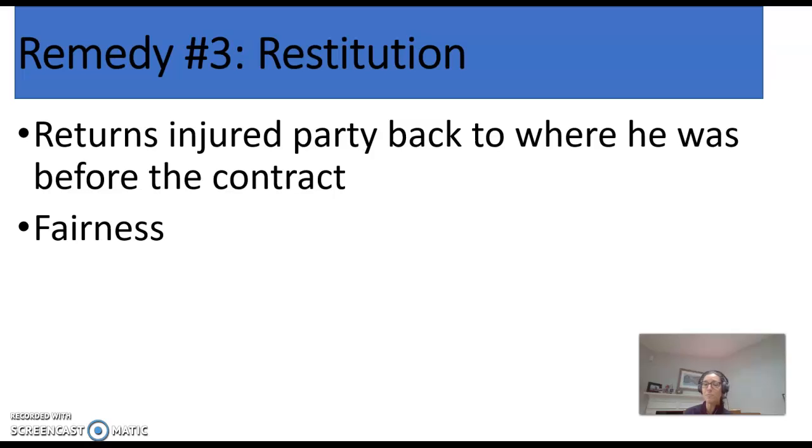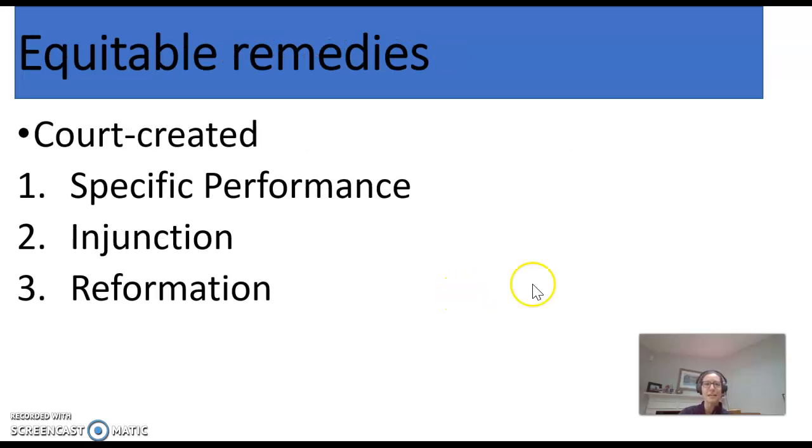All right, I've only got a couple minutes left on this PowerPoint, and I just want to introduce you to a couple other important concepts. In the law, we have other remedies besides these monetary remedies that are called equitable remedies. Equity is something that a court can do out of fairness. It's kind of a court-created remedy. And the three that come up in contracting are specific performance, injunction, and reformation.